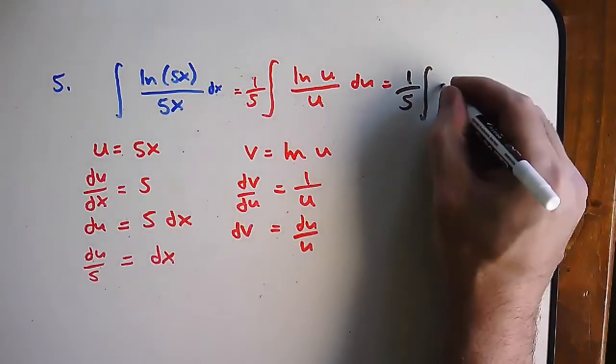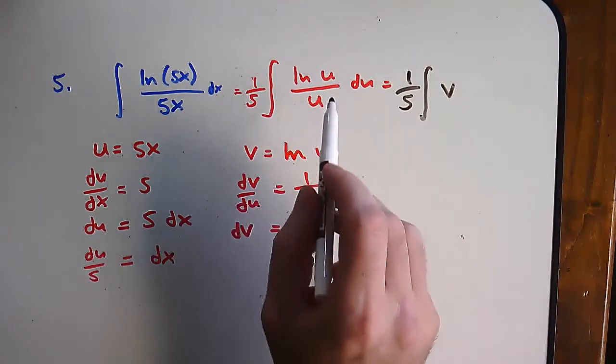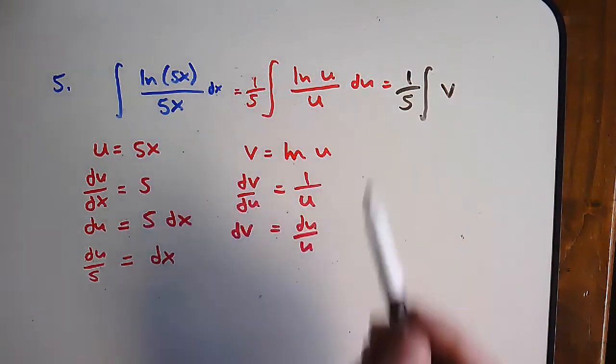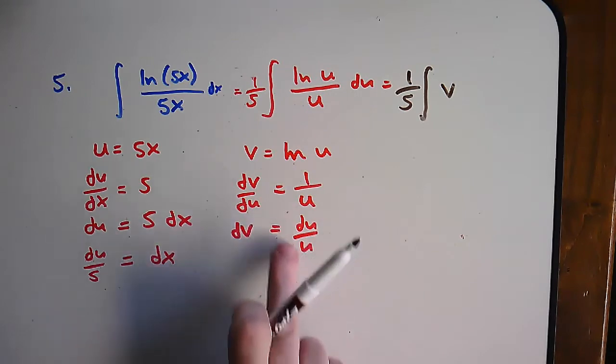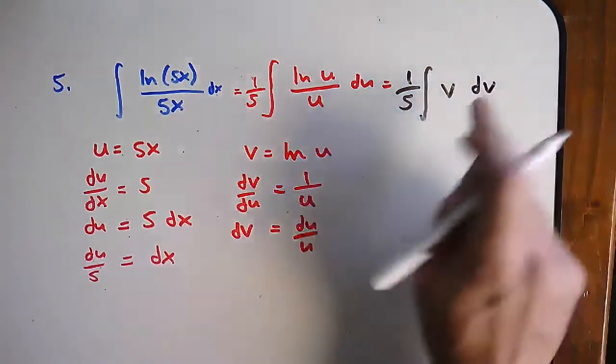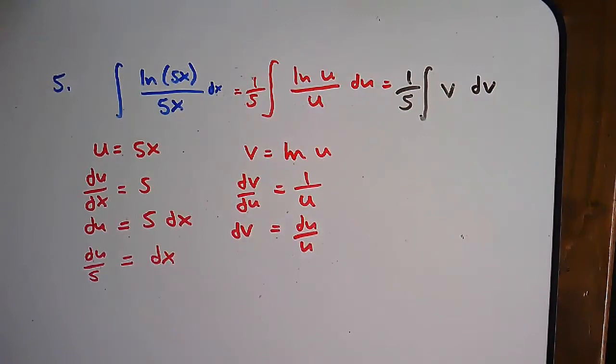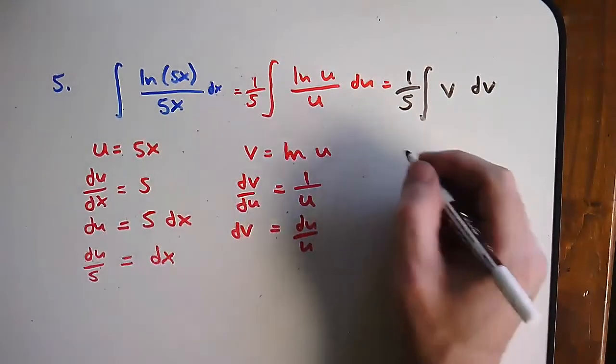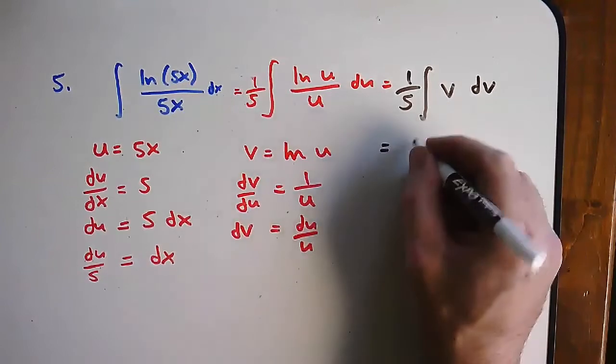ln u is now just v. And I have 1 over u du. Well, 1 over u du is the same as just dv. Now that's an easy antiderivative, right? Just a single variable. So let's unpackage it then.